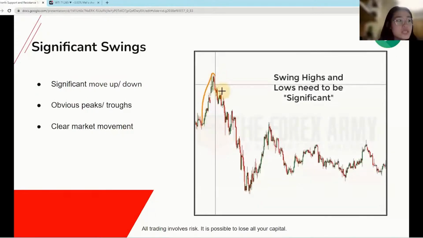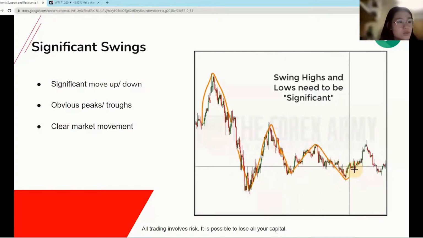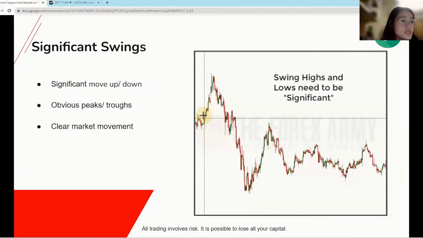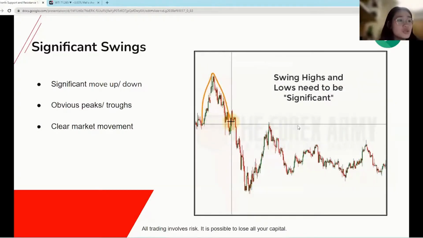Okay, so now let's take a look at a correct example of significant swings. There's a clear move up and down with obvious troughs and peaks and very clear market movements, as you can see from this GIF that we've attached here.